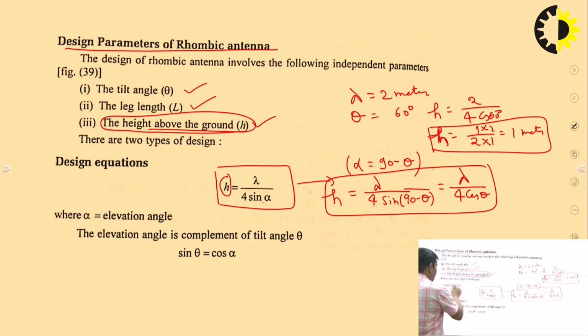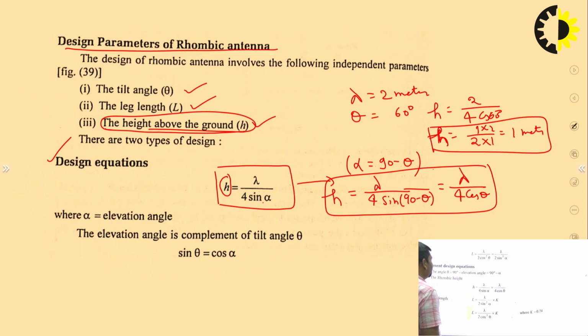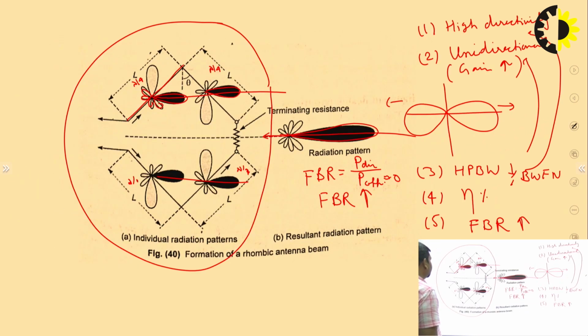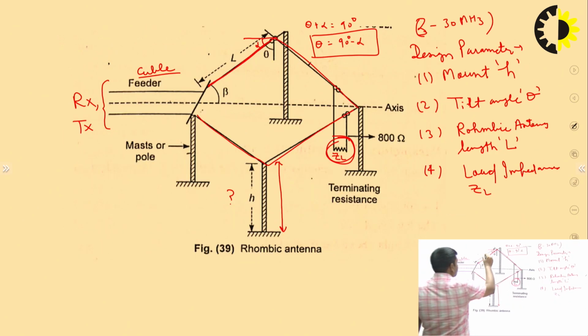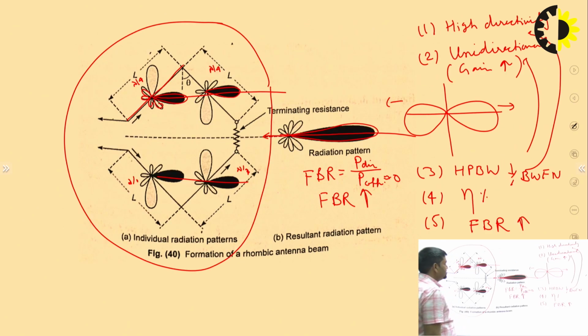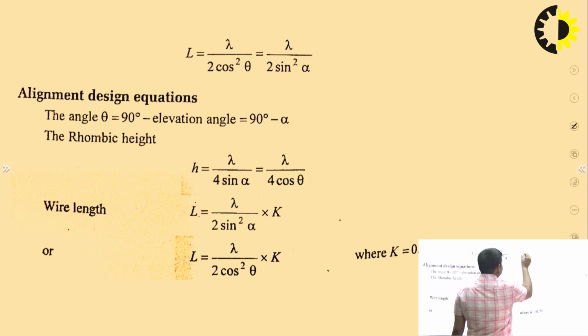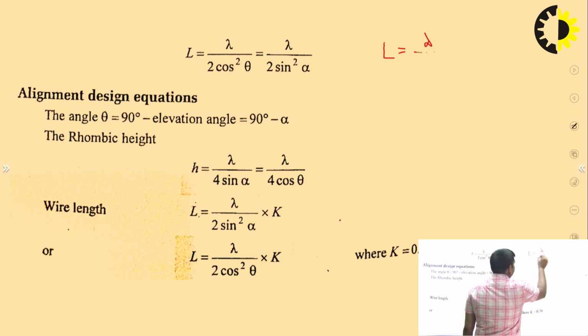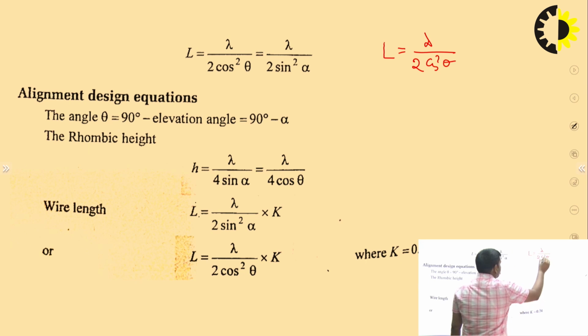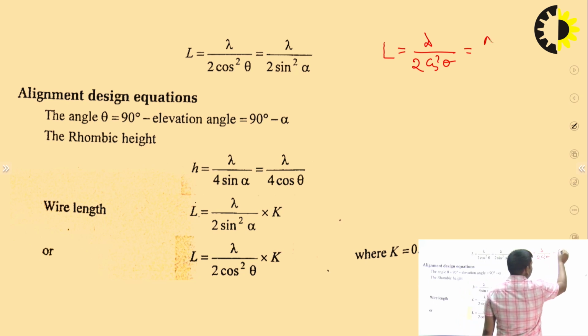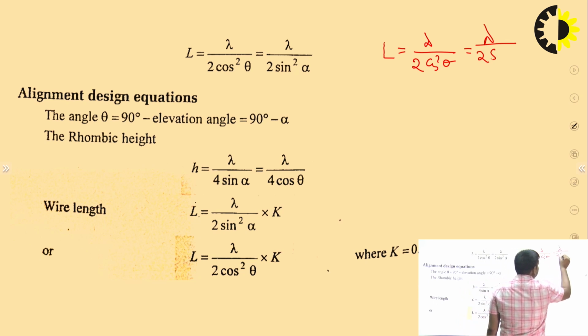So one design parameter I have already discussed. The second design parameter is the length. How do we calculate this length? The second design parameter, the rhombic antenna length, depends on lambda upon 2 cos square theta. Or if we put theta equal to 90 minus alpha, it is lambda upon 2 sine square alpha.